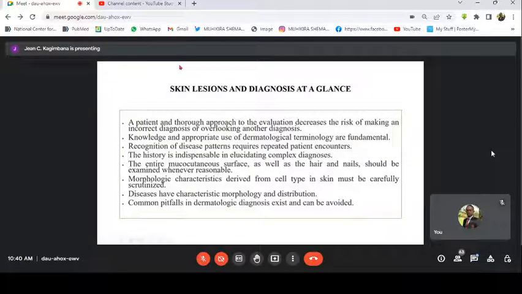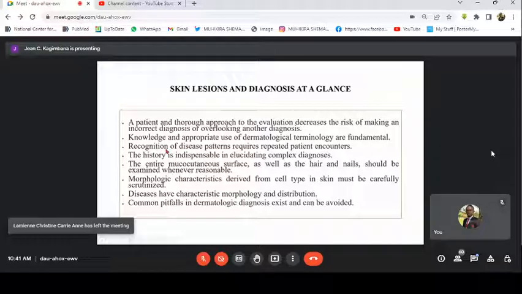But before we can read this: a patient and thorough approach to the evaluation decreases the risk of making an incorrect diagnosis or overlooking another diagnosis. Knowledge and appropriate use of dermatological terminology are fundamental. You cannot recognize the skin lesions if you don't know its correct terminology and how to describe it. Recognition of a disease pattern requires repeated patient encounters.